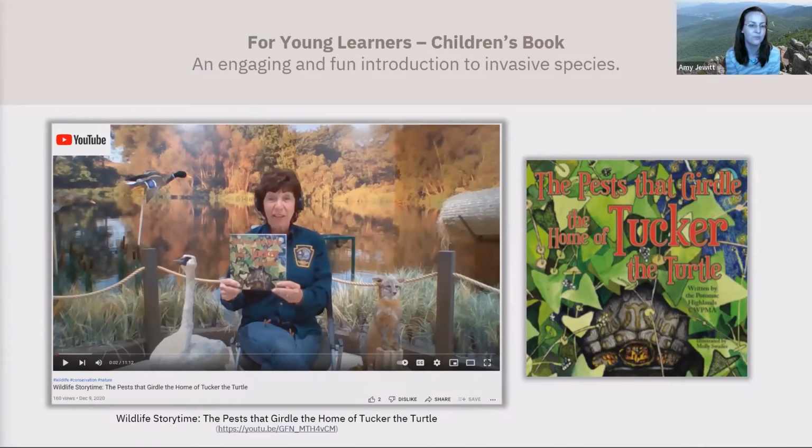So this book is called The Pests That Girdle the Home of Tucker the Turtle. I just love that title. I think it's so cute. And it's essentially telling the story of Tucker's home and how he starts to see it change over time and all these new things come into his home and start to crowd out things, or these strange critters that he's never seen before start to come. And so it's just highlighting specific invasive species and the way that it's written. It kind of rhymes and it's neat. It's a really good introduction to invasive species for young children.